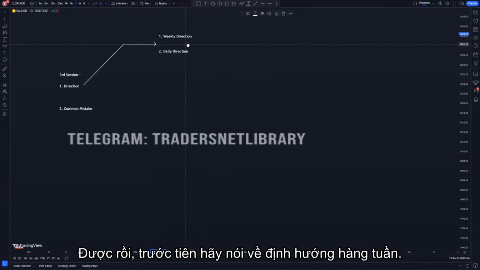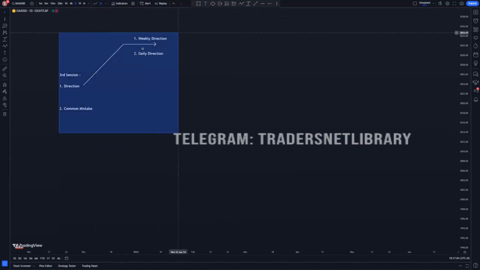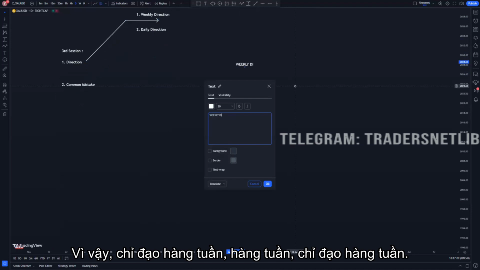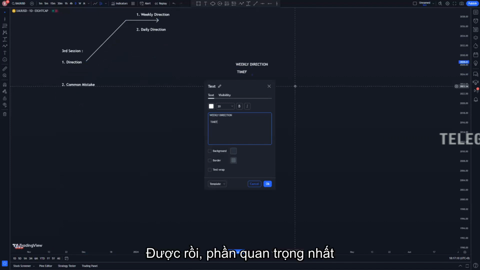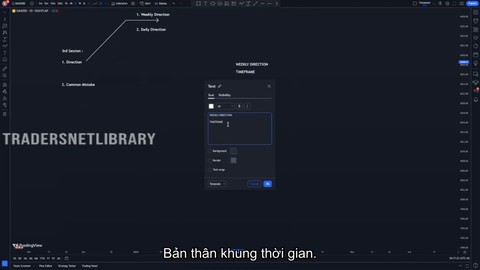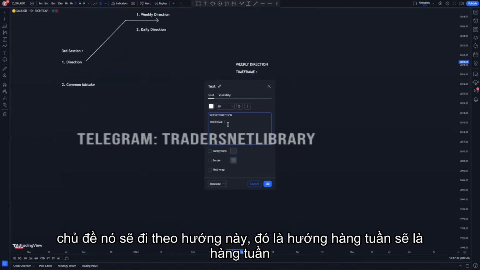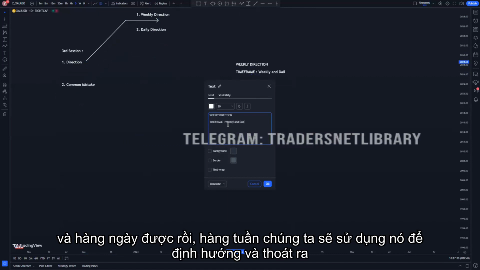Weekly direction. The most important part in every topic that we're going to discuss is the time frame itself, the time frame that plays its role in this topic. In this weekly direction, the time frames are going to be weekly and daily.